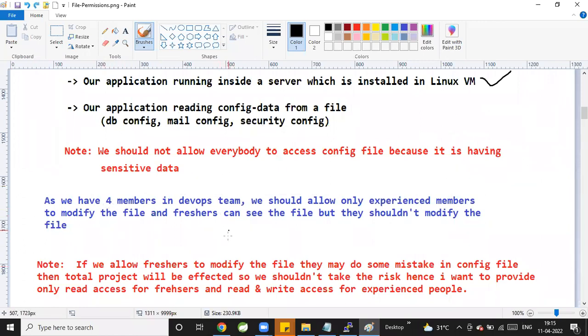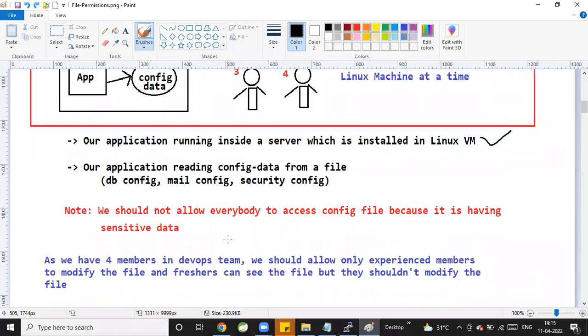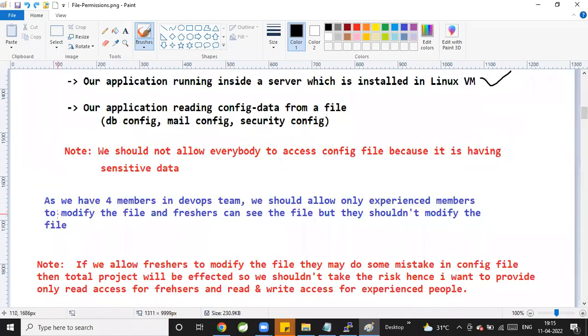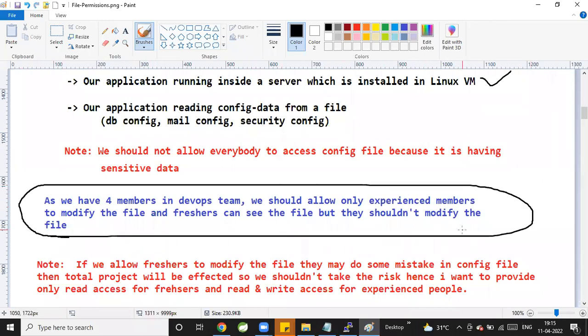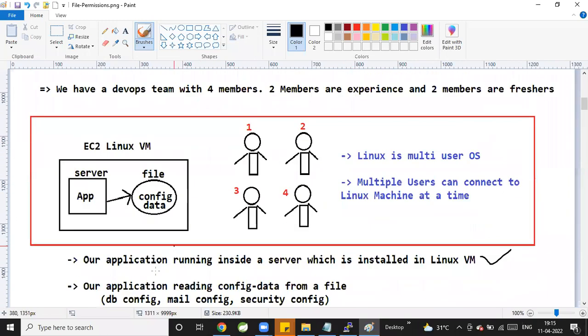Now, as we have 4 members in the team, we should allow only experienced members to modify the file, and freshers can see the file, but they should not modify it. That is my requirement. Guys, can you see my point now? My application is running inside a server, and it is talking to a configuration file. All of this is available in the Linux machine. There are 4 team members working on the Linux machine, of which 2 are freshers and 2 are experienced. Can we allow everybody to modify the config file data?